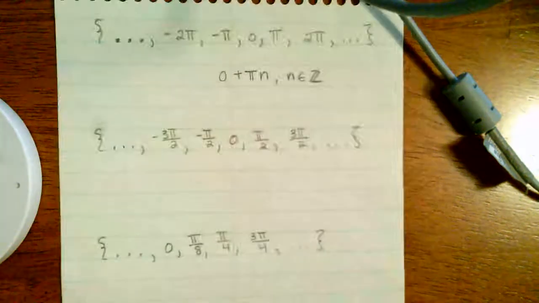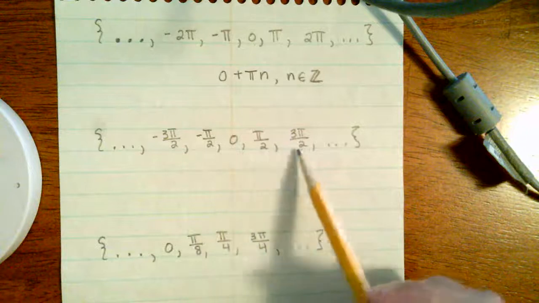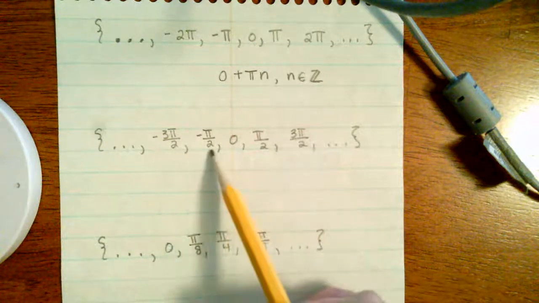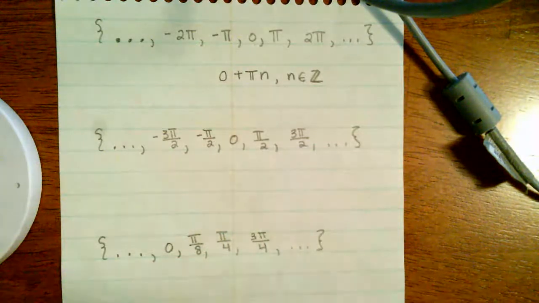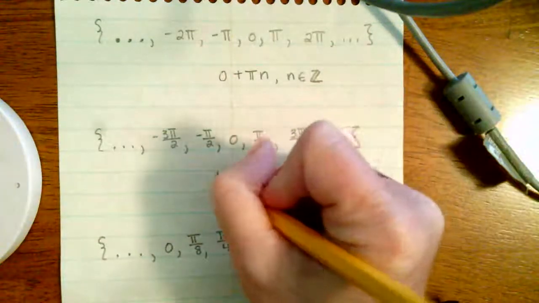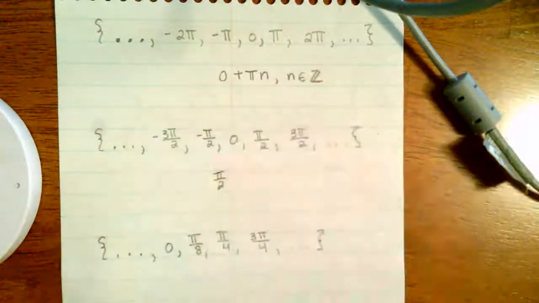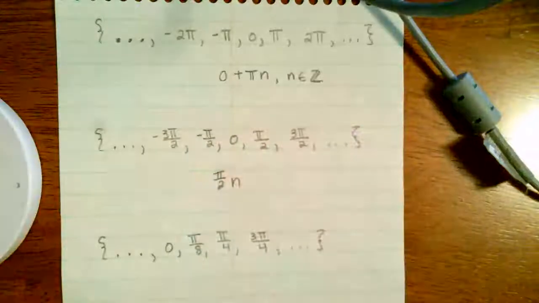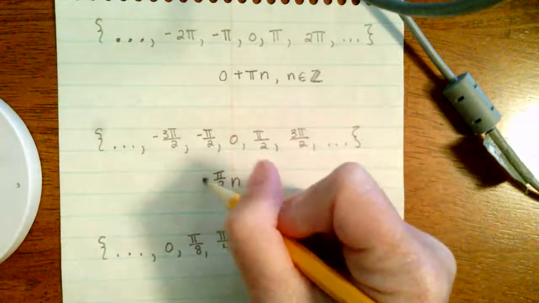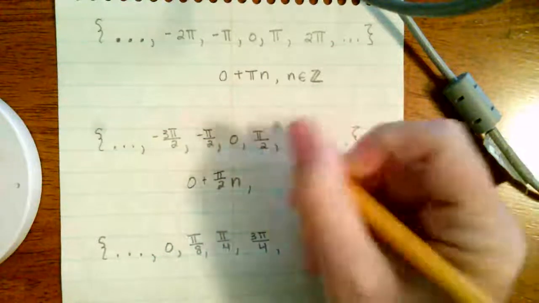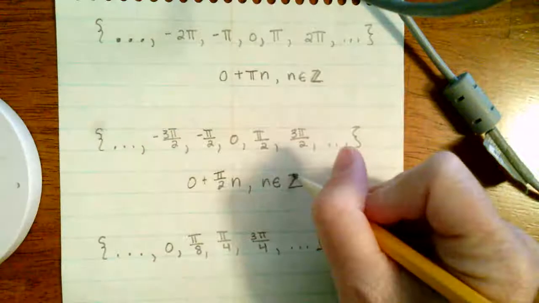Our next one. Sometimes it's hard to look in the negatives, so you can look in the positives first. Hopefully you can see each step we are going up by pi over 2. So I'm going to have pi over 2, oh, I'm sorry, pi over 2n. That's the step that I'm going, and I do have a 0 here to start. And I need to say that n is an element of my integers.